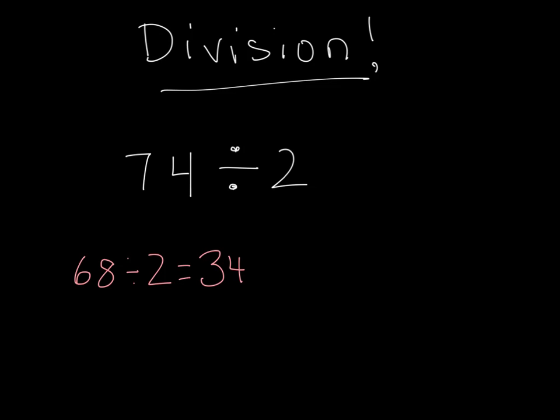This one's a little bit different because people would say, well, 7 divided by 2 is 3.5. Well, that's the same thing as 3.5, right? So what would 70 divided by 2 equal? 70 divided by 2 is 35. 4 divided by 2 is 2. If I add those together, that would be 37.